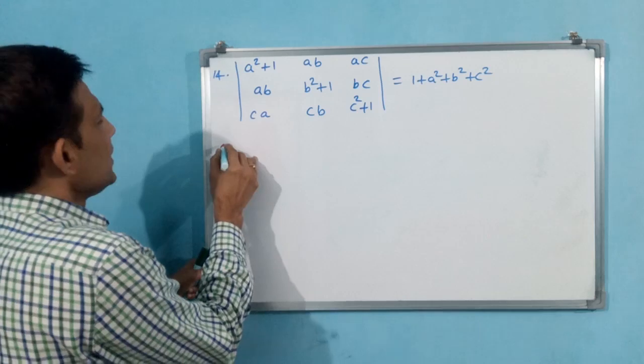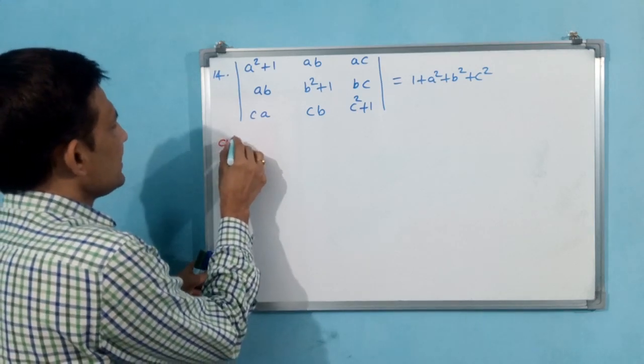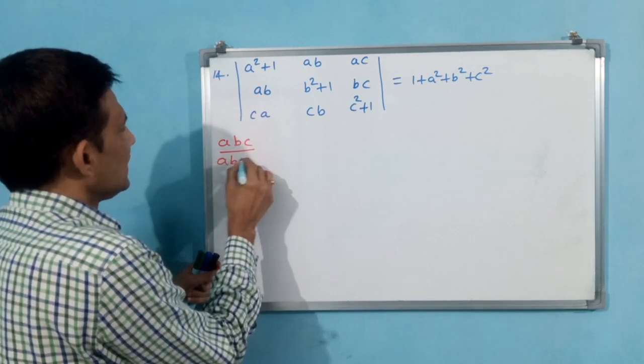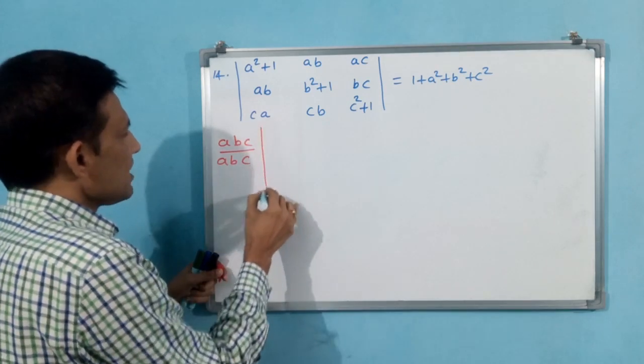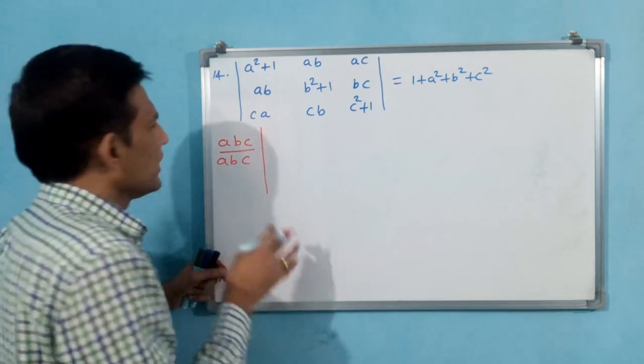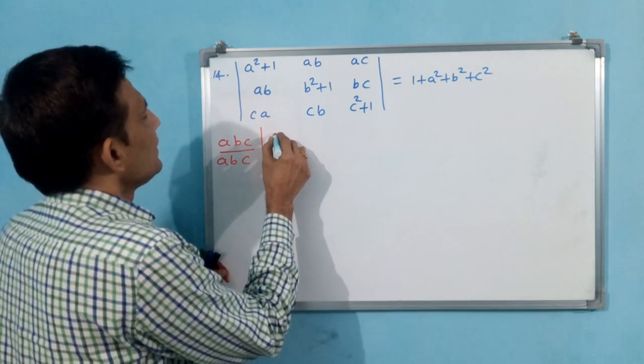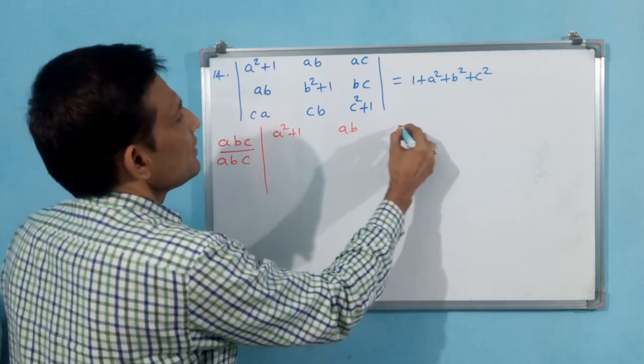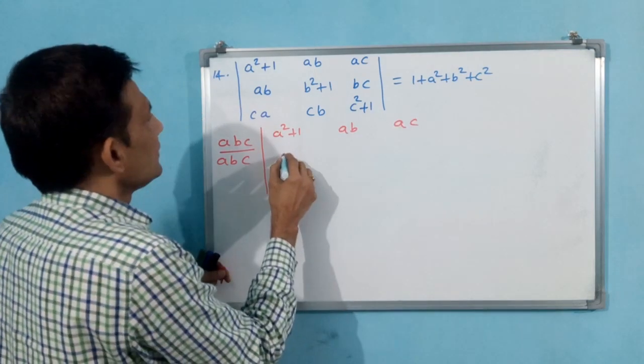See what I am doing. ABC by ABC I am writing. ABC by ABC means 1 only. We can write, we can multiply. Now write down A square plus 1, AB, AC.